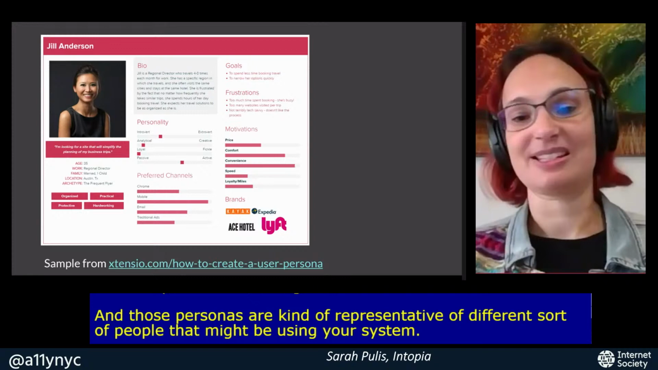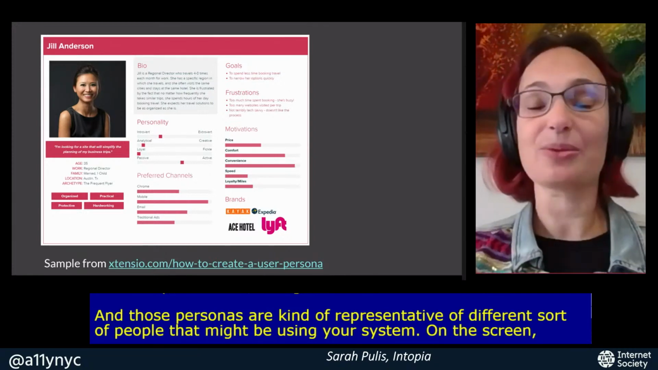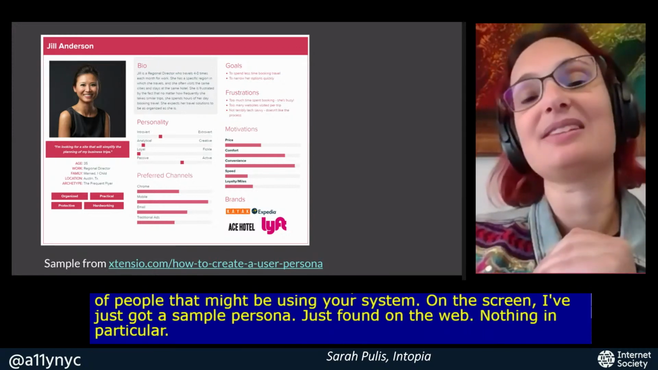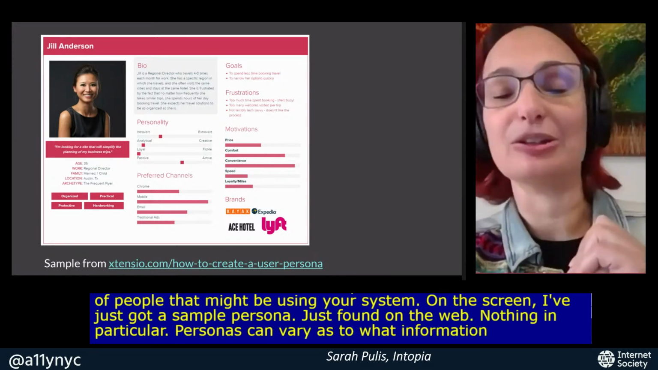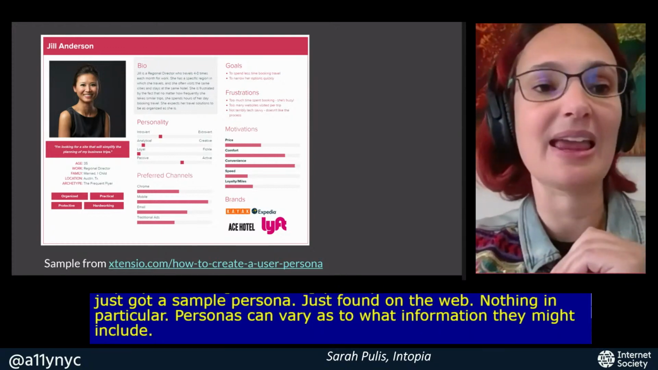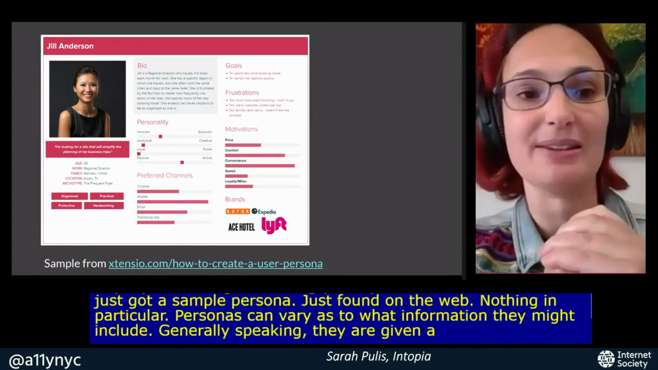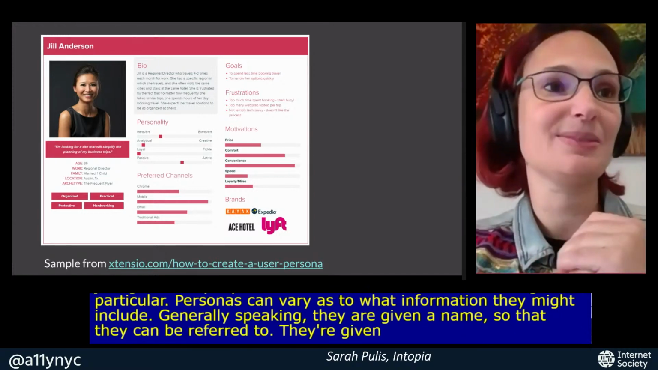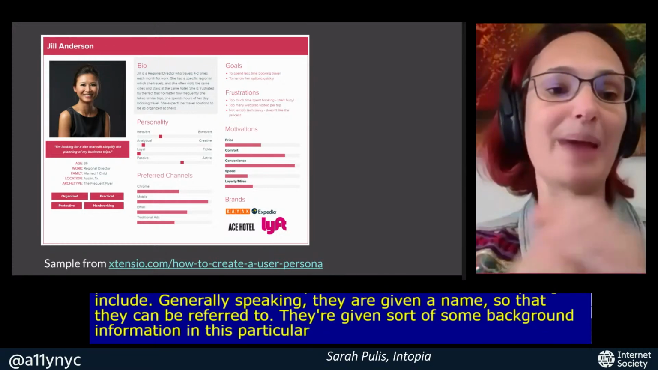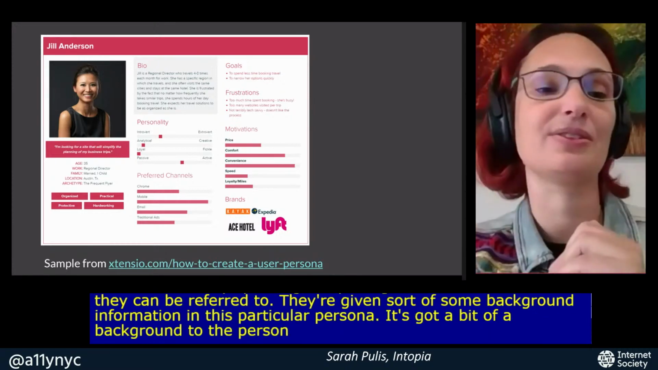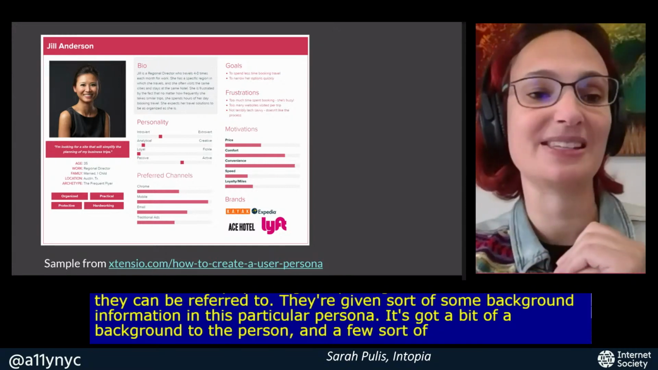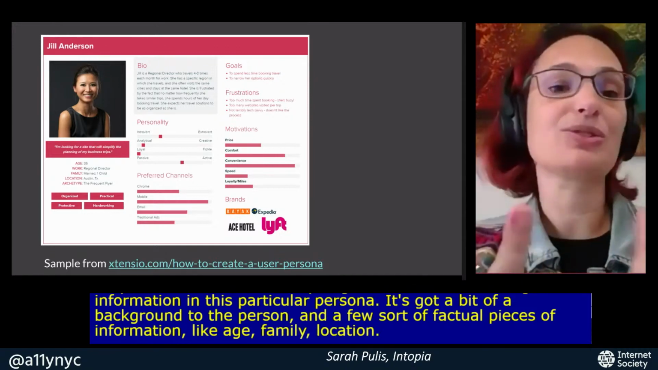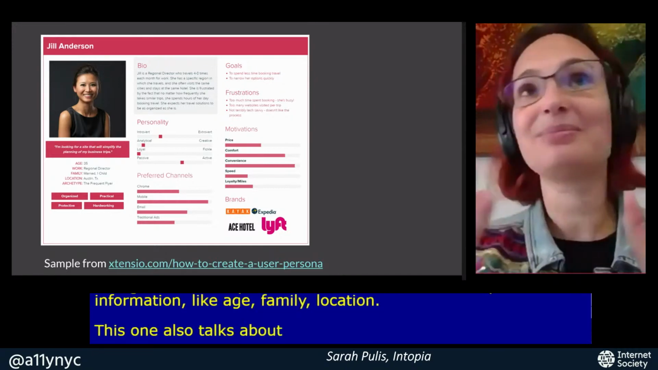On the screen, I've just got a sample persona, just found on the web, nothing particular. Personas can vary as to what information they might include. Generally speaking, they are given a name so that they can be referred to. They're given some background information. In this particular persona, it's got a bit of a background to the person and a few factual pieces of information like age, family, location. This one also talks about personality elements.